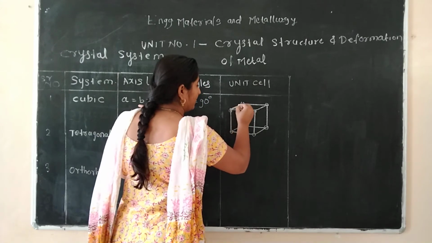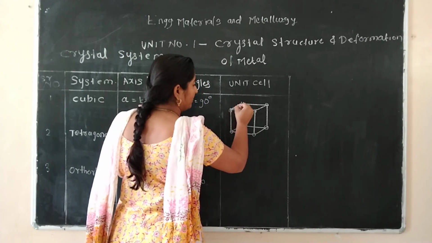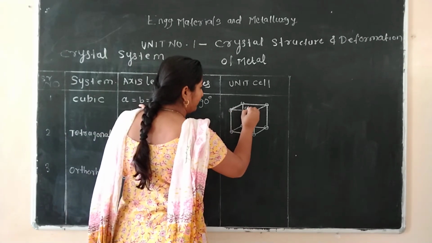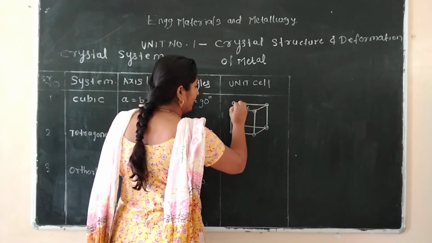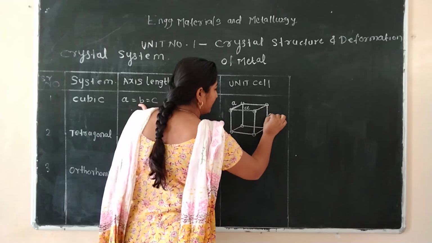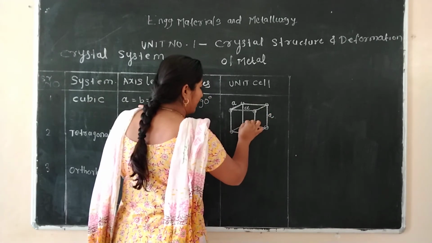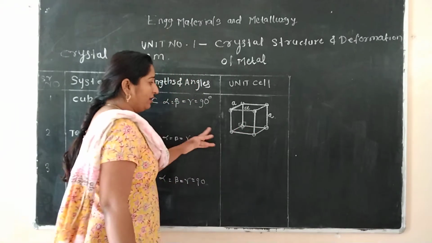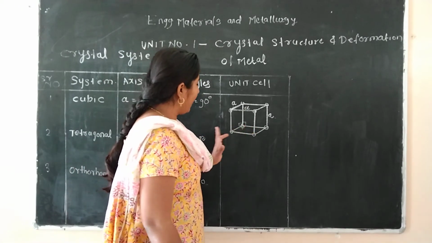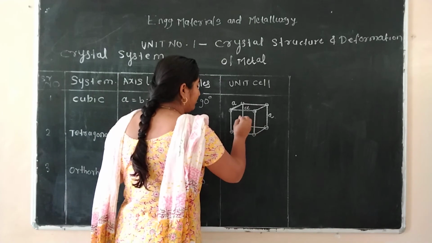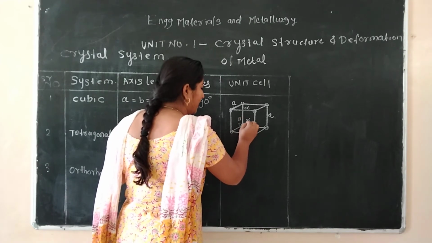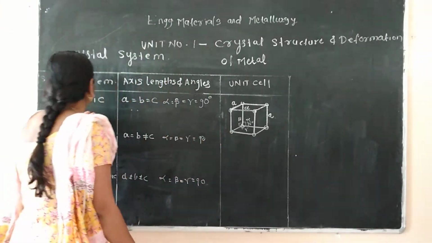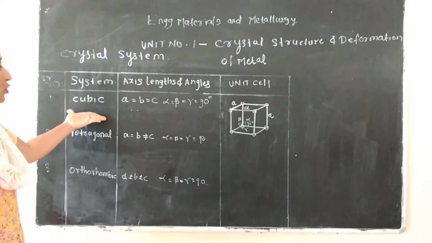Means if we mark the parameters, length is a, width is a and height is again a, and the angles in between these three axes, that is alpha, beta and gamma, are 90 degrees only. This is the first type of crystal system, that is cubic.